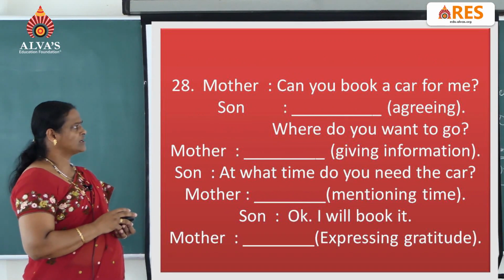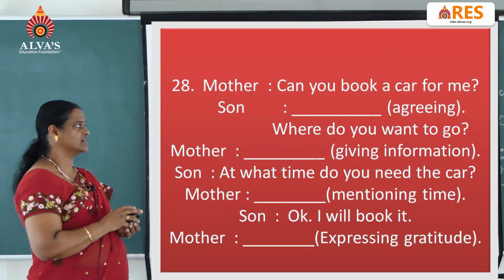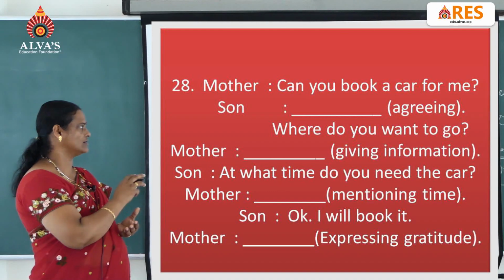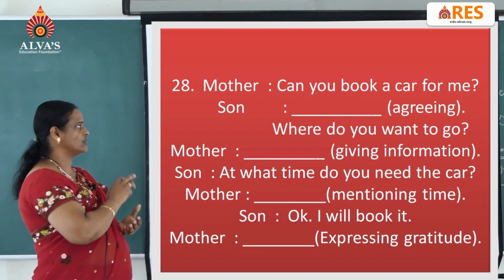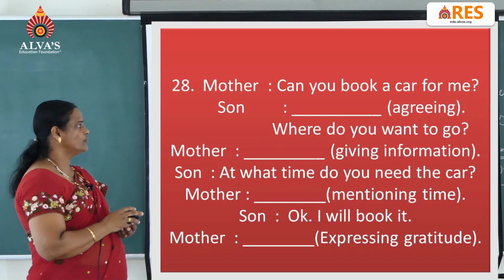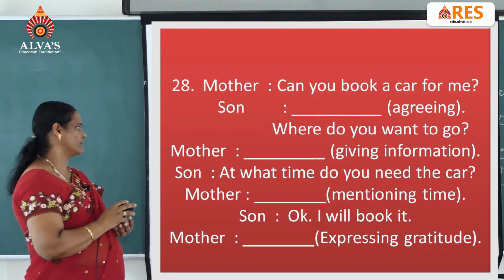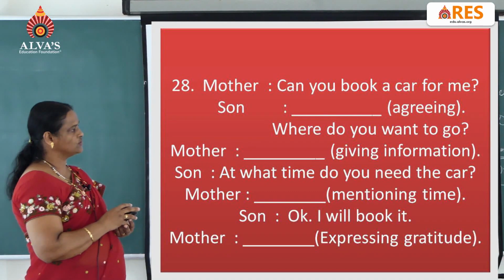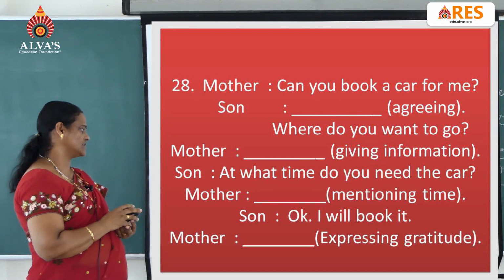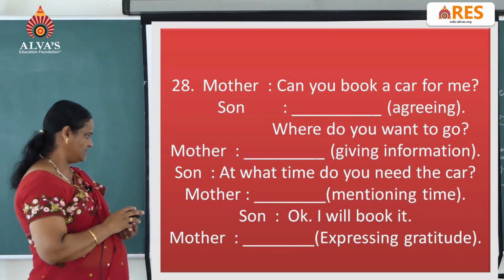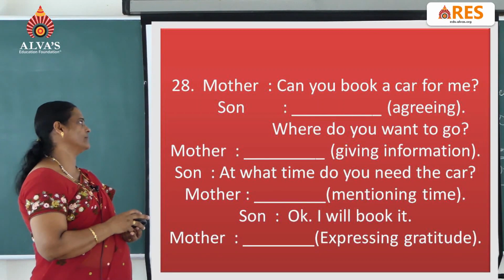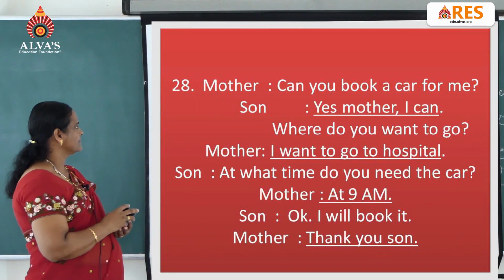Mother, can you book a car for me? Son, (agreeing) ___. Where do you want to go? Mother, (giving information) ___. Son, at what time do you need the car? Mother, (mentioning time) ___. Son, okay, I'll book it. Mother, (expressing gratitude) ___.